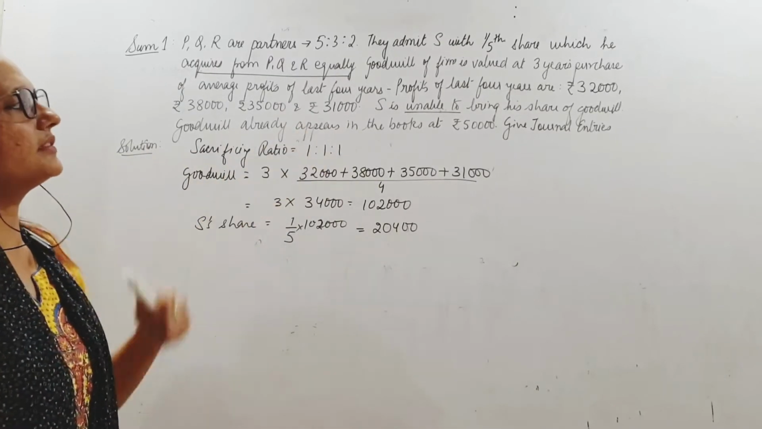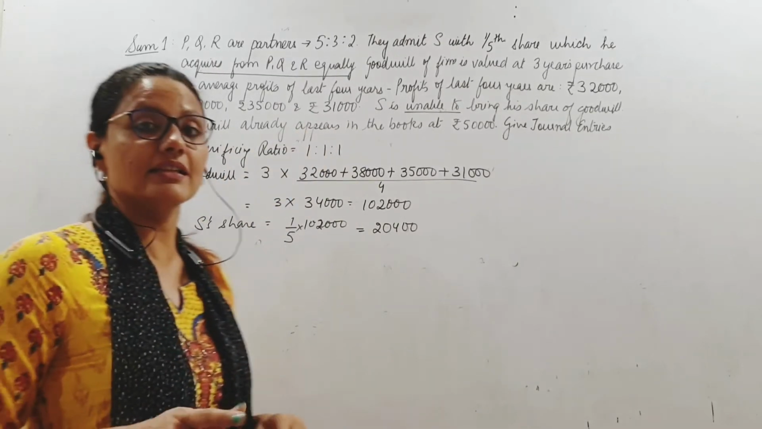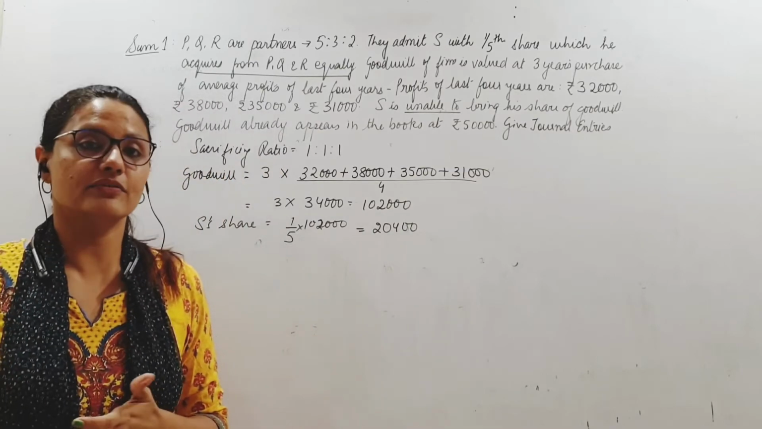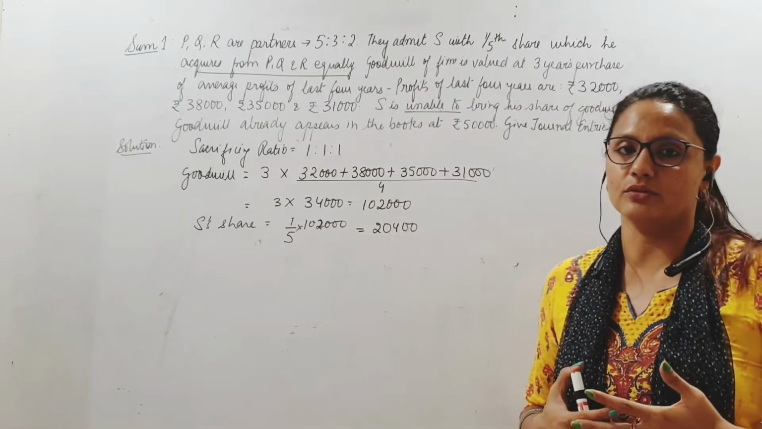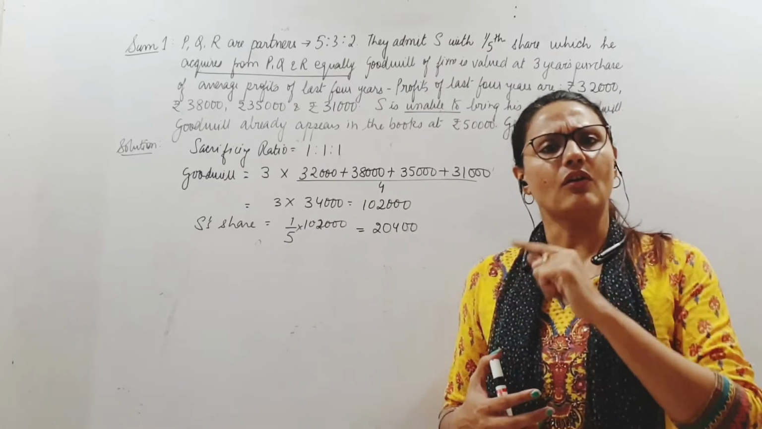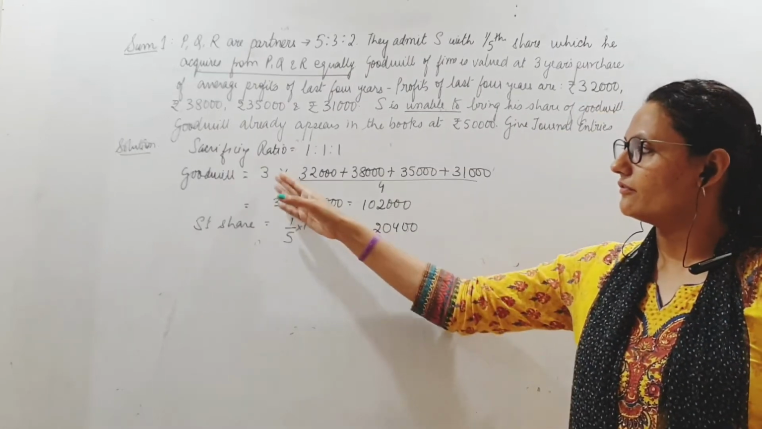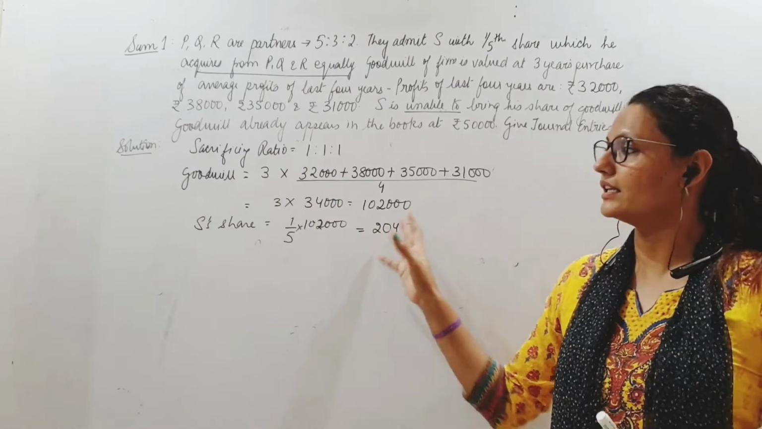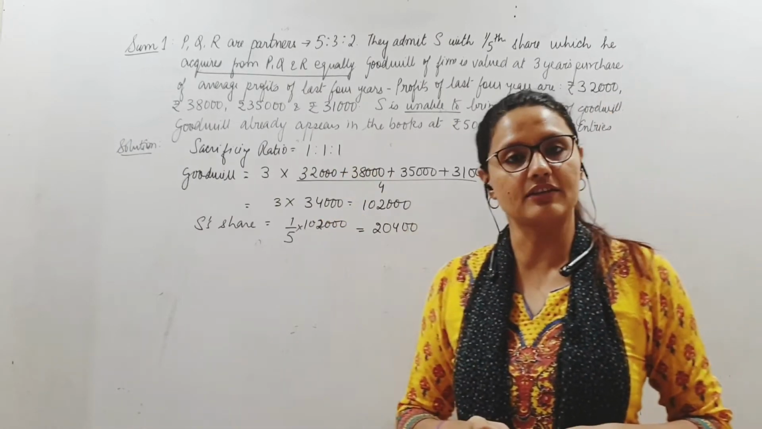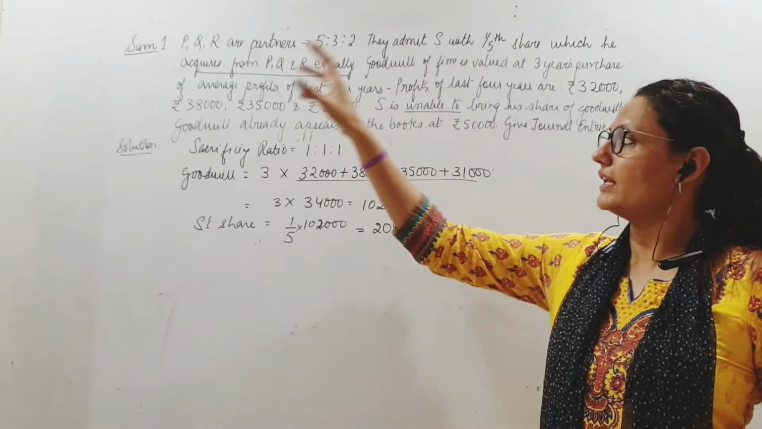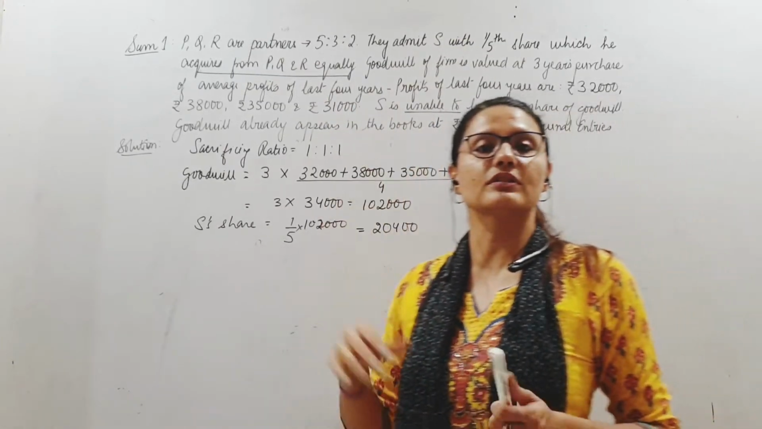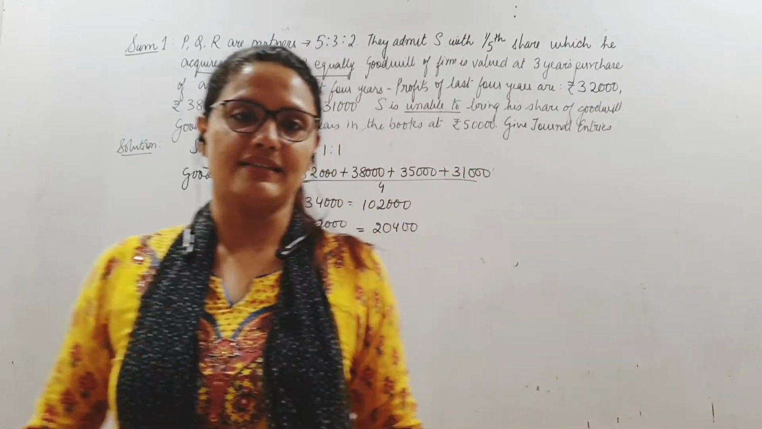Goodwill already appears in the books at 50,000. This is existing goodwill. In the last video, I explained to you why we need to write off the existing goodwill. Aren't we valuing goodwill afresh and giving the sacrificing partners their share? They will have a share in the existing goodwill also. It's like counting it twice.